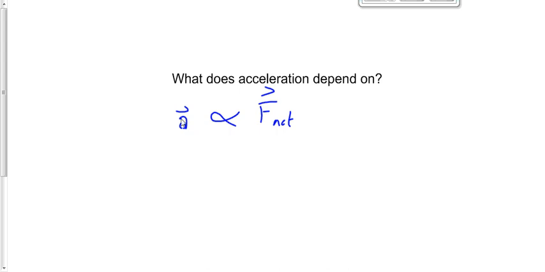And that means that it's also in the same direction. So if the net force doubles, the acceleration will double. And if the net force is to the right, then the acceleration is to the right. If the net force gets cut in half, then the acceleration gets cut in half. If the net force is to the left, then the acceleration will be to the left. Now the acceleration is directly proportional to the net force, but it's also related to one more thing. What do you think it might be?